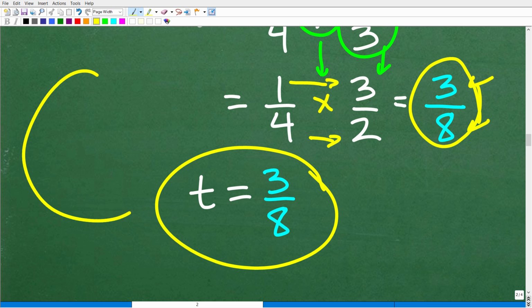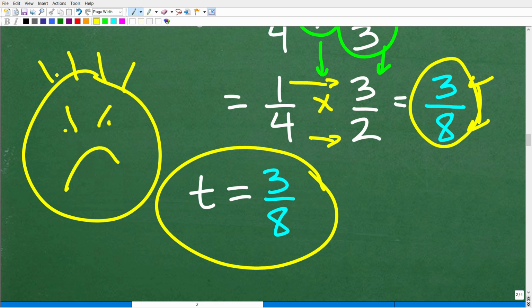Now that is the correct answer, but unfortunately, that is kind of doing it the long way. So most people are like, hey, Mr. YouTube Math Man, that's a lot of work to get this basic equation solved, and I would agree.